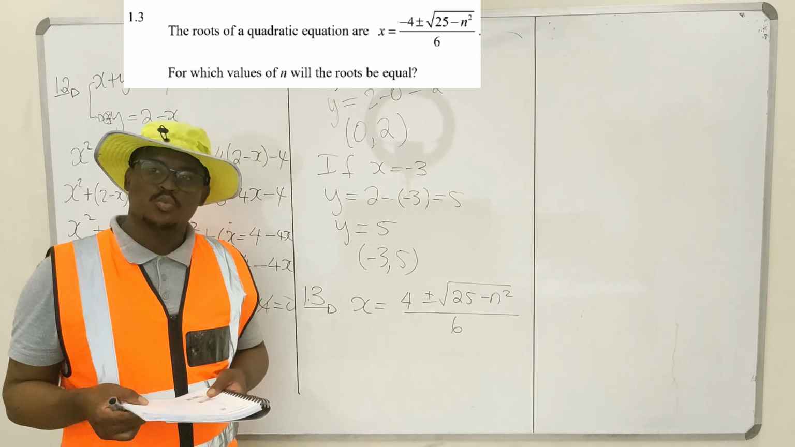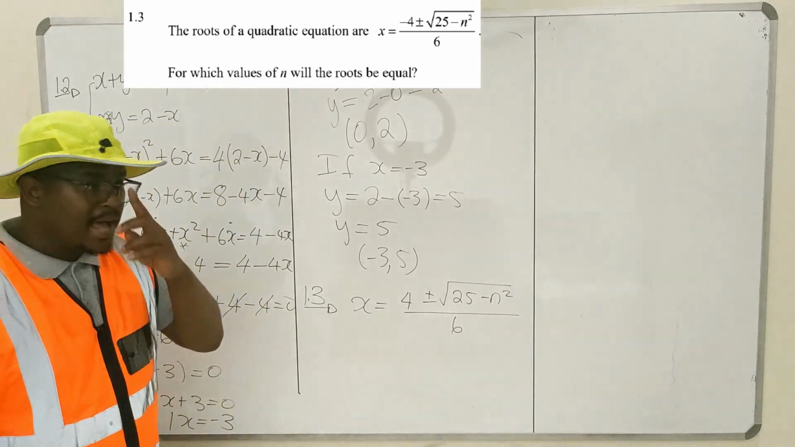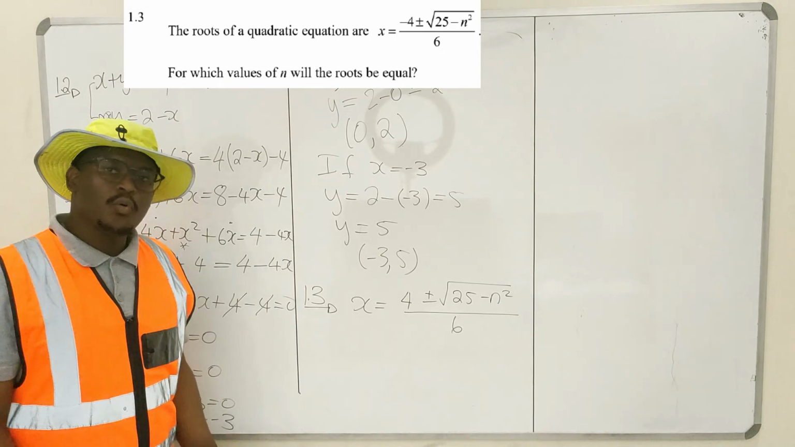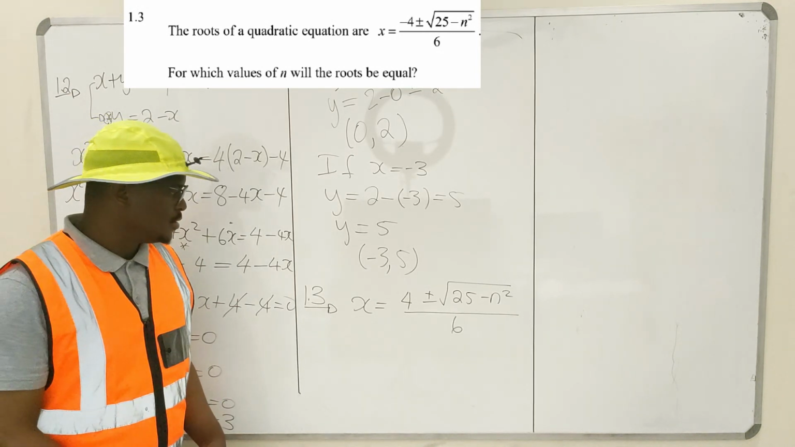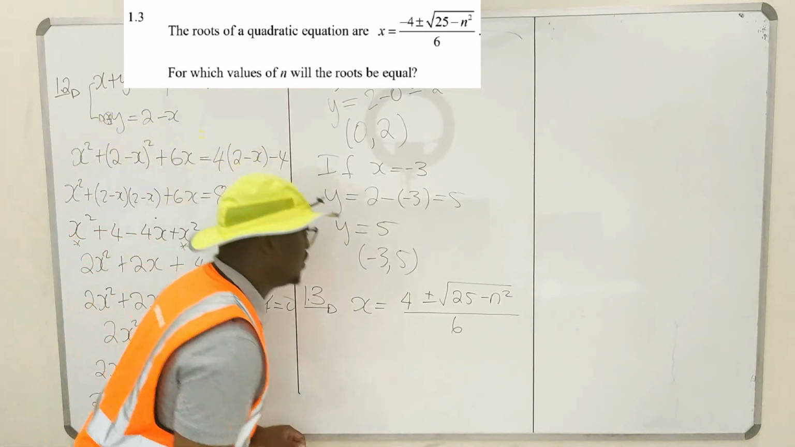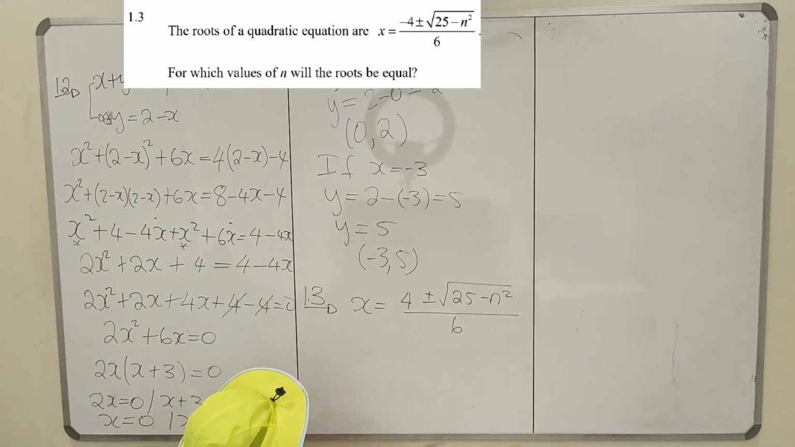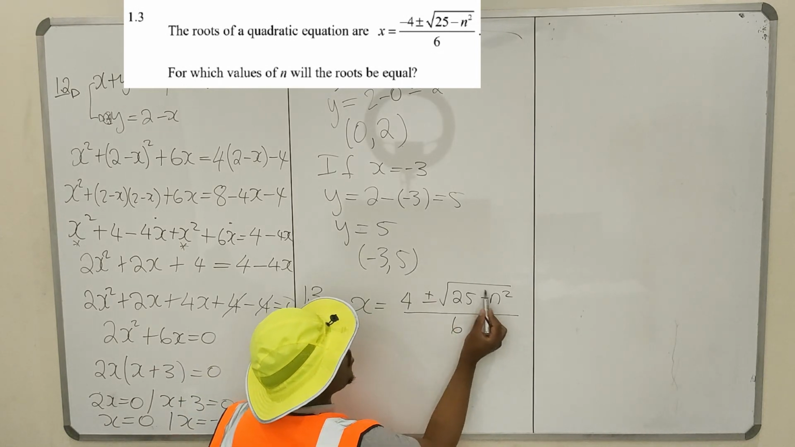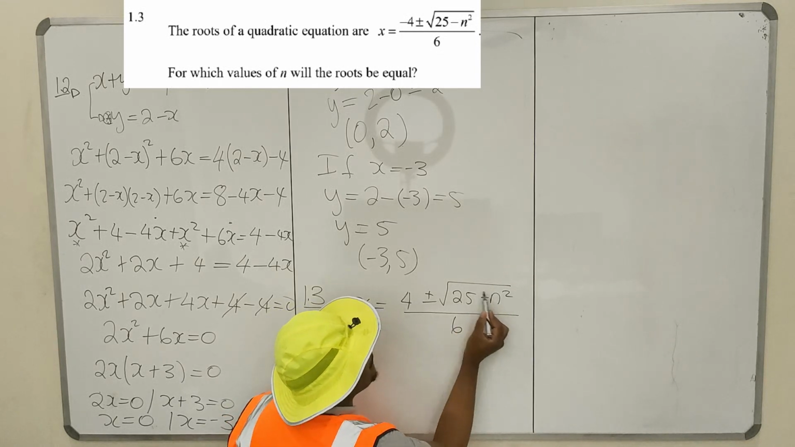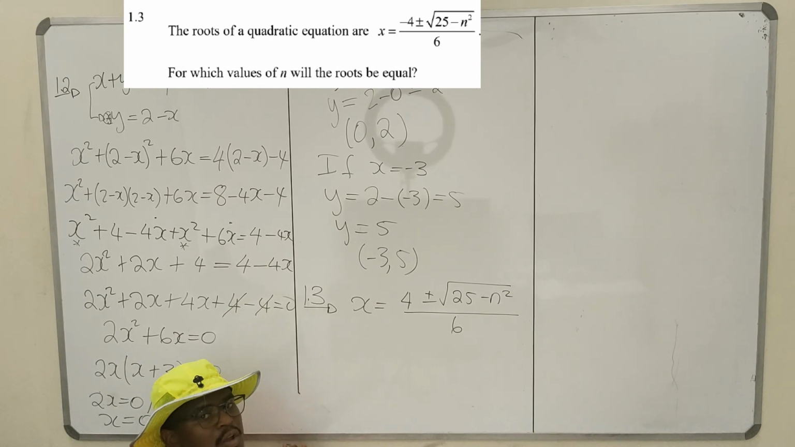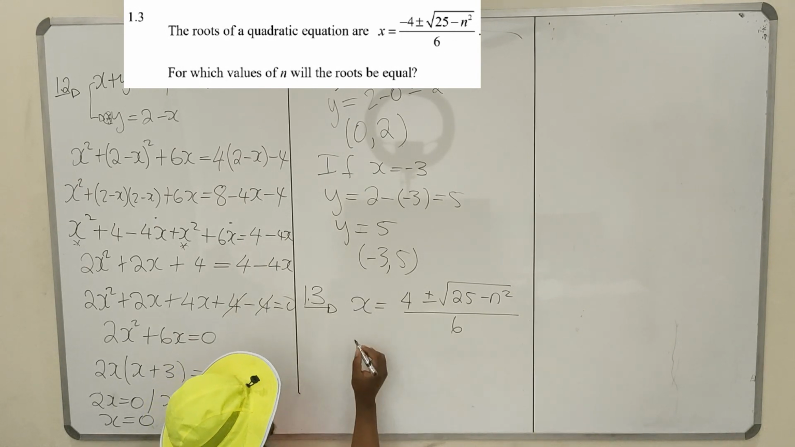For which values of n will roots be equal, right? They're asking for which values of n will your roots be equal. So, if you want your roots to be equal, right, what does it mean? It means you want the roots to be the same. So the only way these roots can be the same is if this part here is 0, right? Which means this part here is 0. If the part under the bracket is 0, then the roots will be equal, because you will have what?